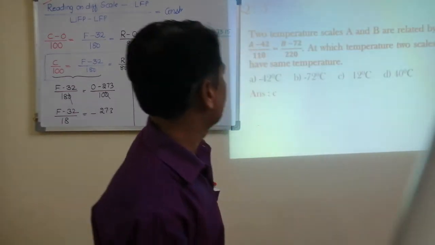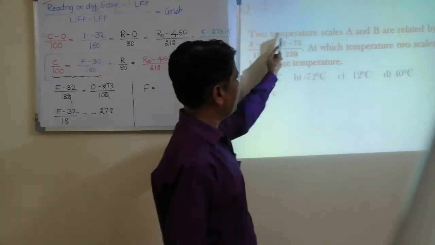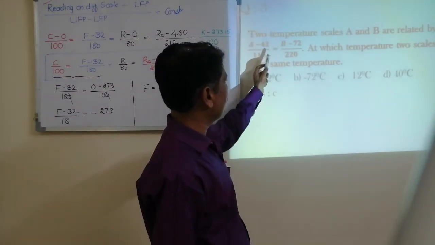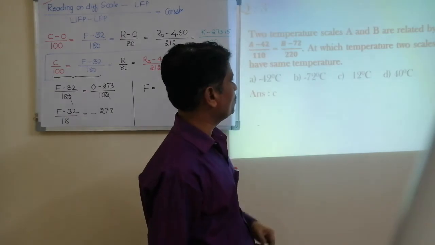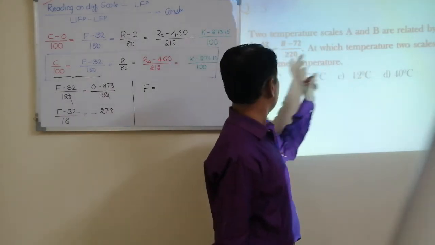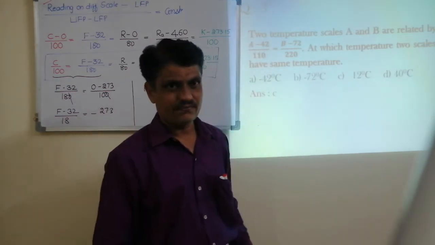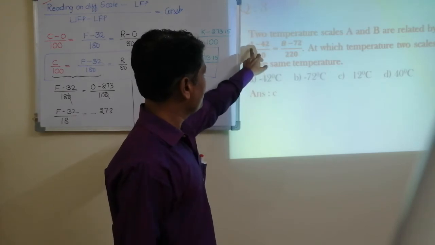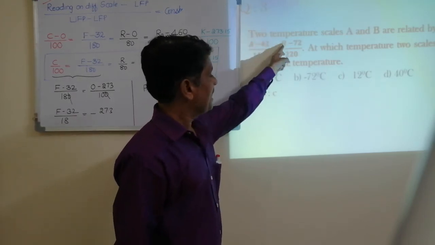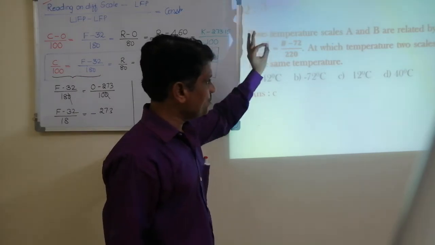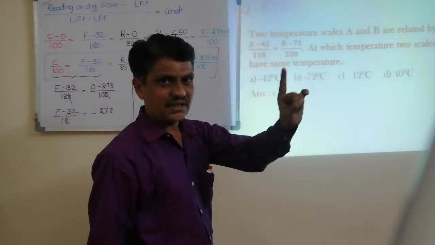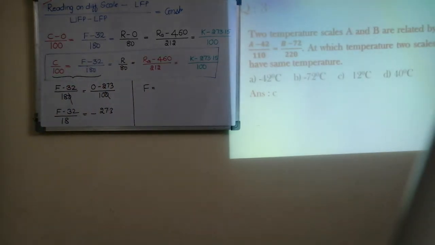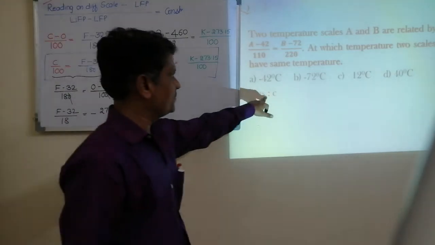Next question. Two temperature scales A and B are related by (A minus 42) by 110 is equal to (B minus 72) by 220. At which temperature do the two scales have the same temperature? I think this is very similar to our first question. Do one thing. A is taken as x and B is taken as x. Substitute and simplify, get your answer. Pause the screen and try. So you will get the answer as C.